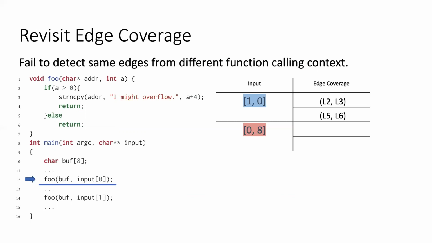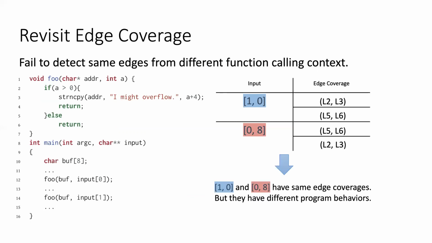Similarly, we execute another input, 0, 8. Start at line 12. We get edge coverage L5, L6 in the table. Then we execute on line 14. We have edge coverage L2, L3 in the table. Then we can find the two inputs actually have the same edge coverage, but they have different program behavior.